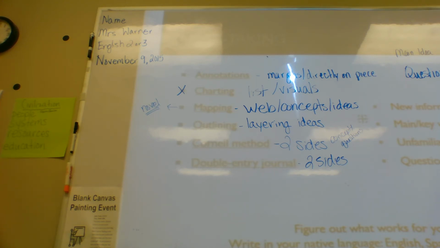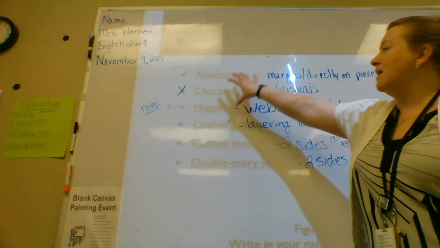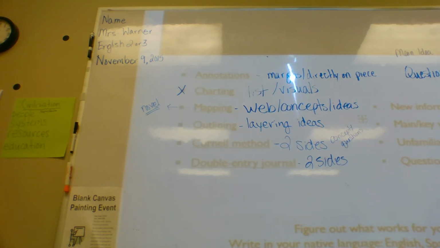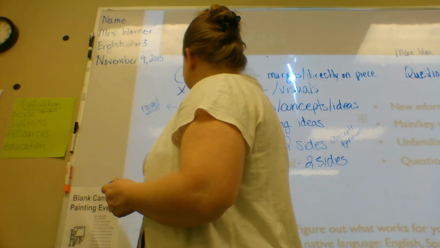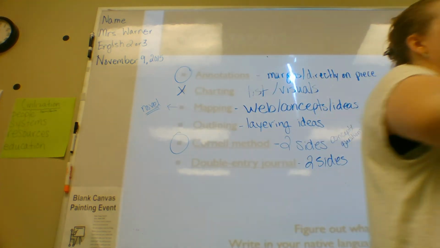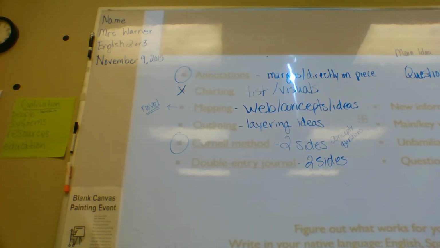So this is the information that you will eventually have in one of these formats. We are going to be focusing mostly on annotations because that method I find most helpful for reading comprehension. But we're also going to be using this Cornell method, and that is because you guys are going to be reading some of my books, and you can't write in my books.